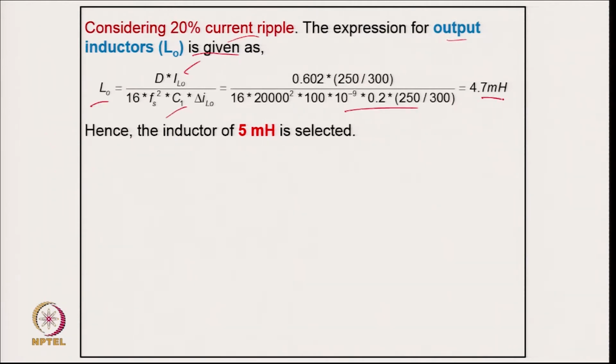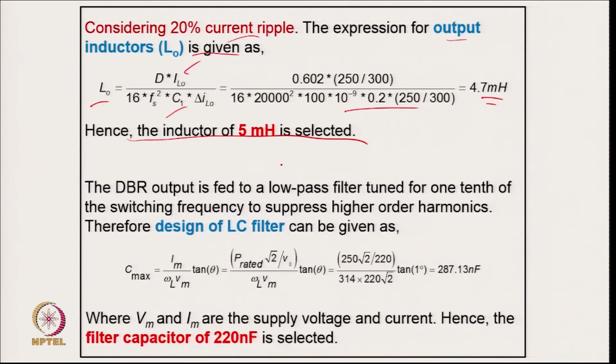Putting the value, we get 4.7 millihenry. To make sure that it operates always with the continuous conduction less than 20% capacity, we select this inductor a little higher than this value. So, we select 5 millihenry. Now, coming to the EMI filter design.